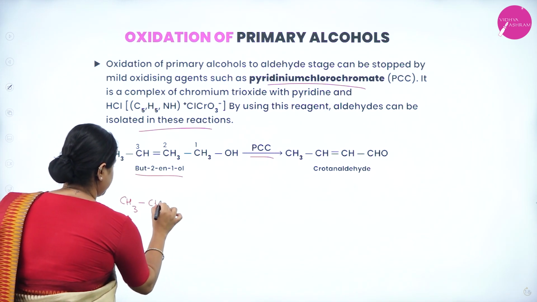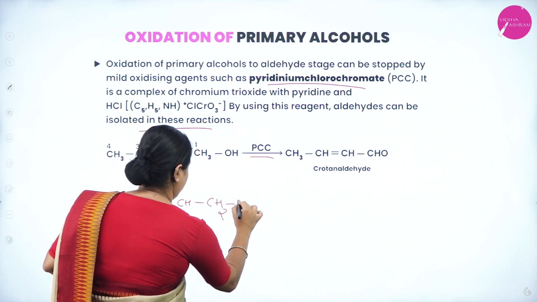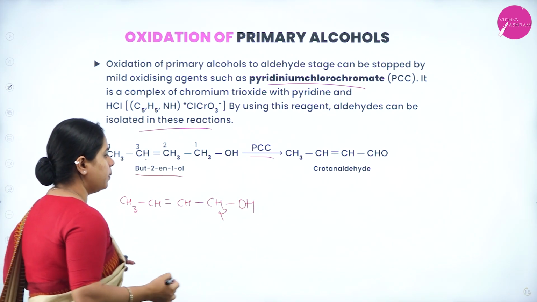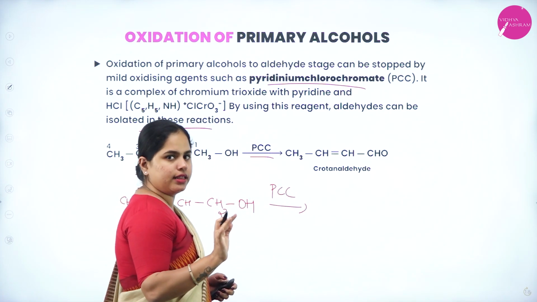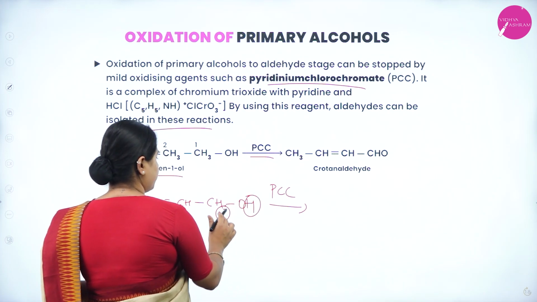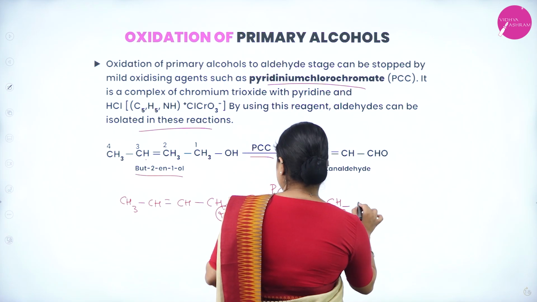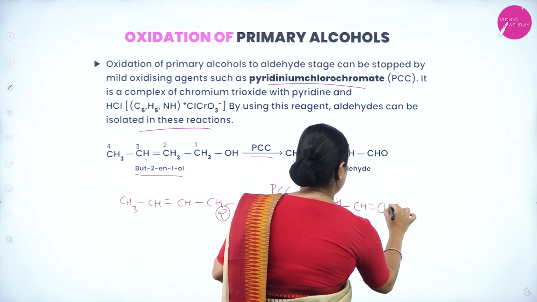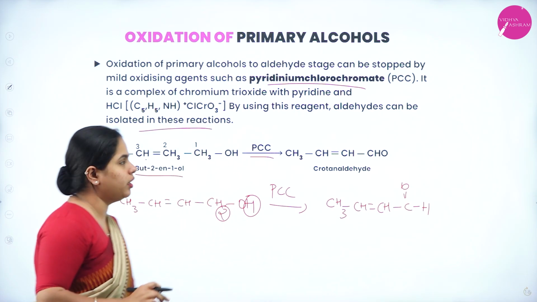CH3, CH double bond CH2, OH. Okay. Now, in the presence of PCC, we'll just get the aldehyde and the reaction will stop. One hydrogen will be removed from here, another will be removed from here. You'll get C double bond O. That is CH3, CH double bond CH, CHO will be formed. An aldehyde will be formed, right?